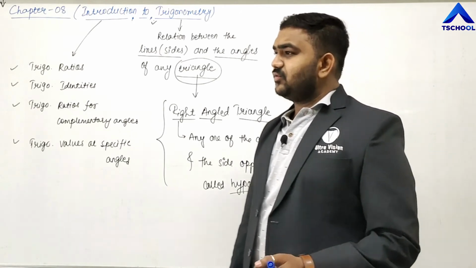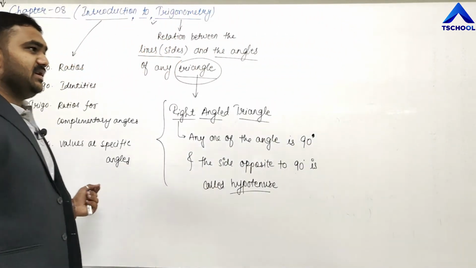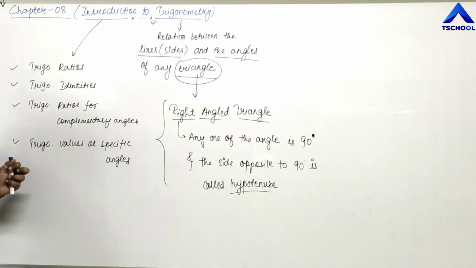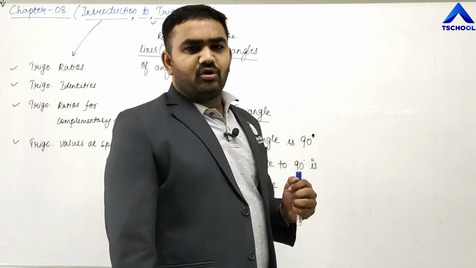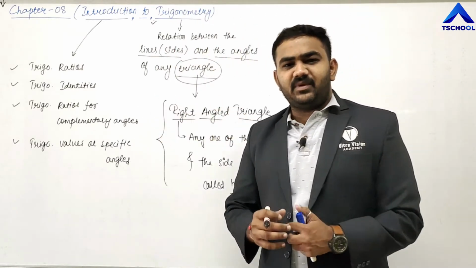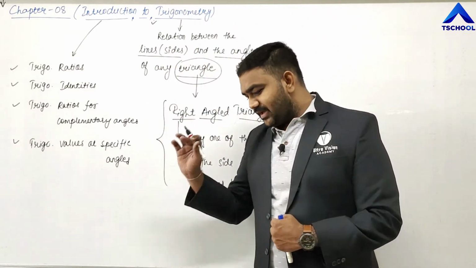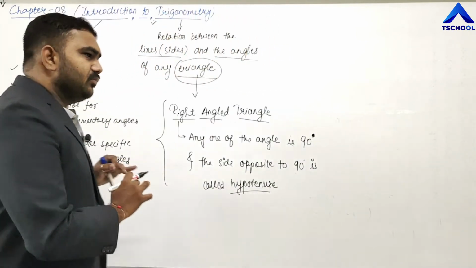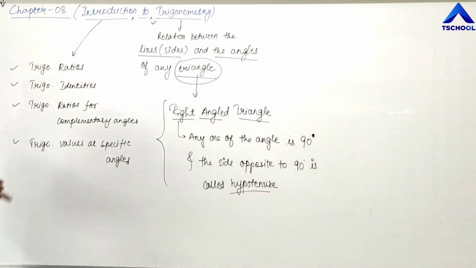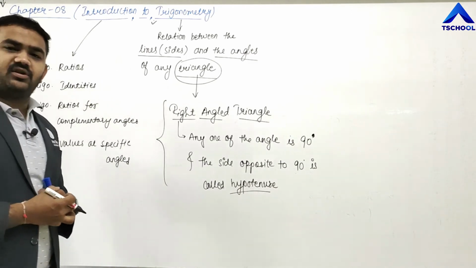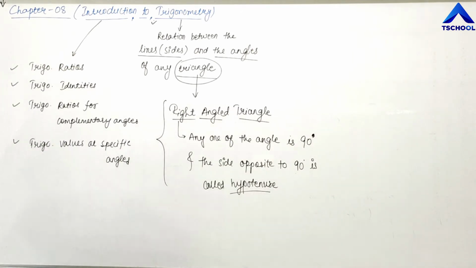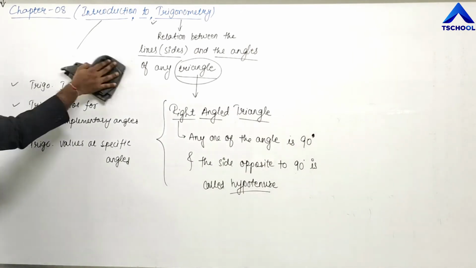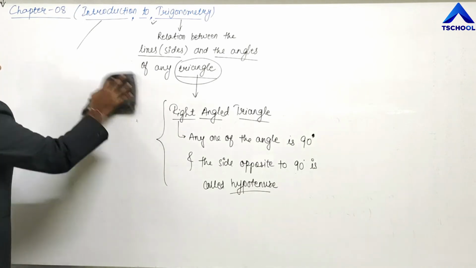Is it clear? So basically, friends, this chapter is the most important chapter of this standard, and it will also be helpful for you in the upcoming years, that means in the 11th standard and 12th standard. So you are going to learn most of the things related to trigonometry here itself in this chapter, and in the further standards you are going to learn about the application of this trigonometry. Okay, now let us start with the very first topic, that is trigonometric ratios.